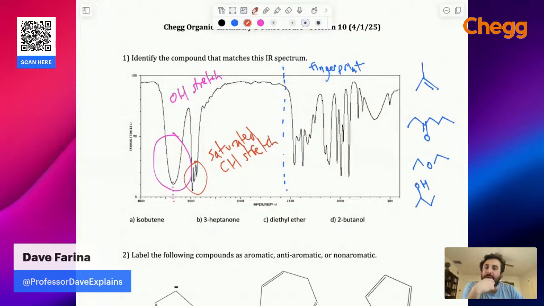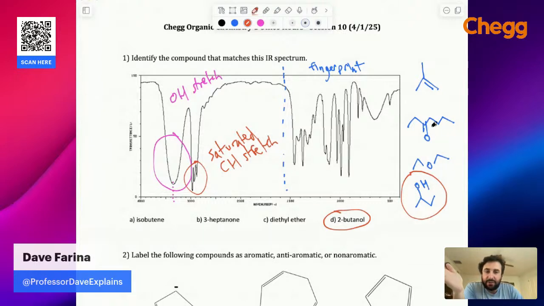So let's look at these molecules. Well, we need an OH stretch. So that already is going to give it away. Really, this question is very easy because it's just asking if you can recognize the OH stretch. If you recognize the OH stretch, you know that it is going to be 2-butanol, right? This is the only one that has a hydroxyl group. So that's it.